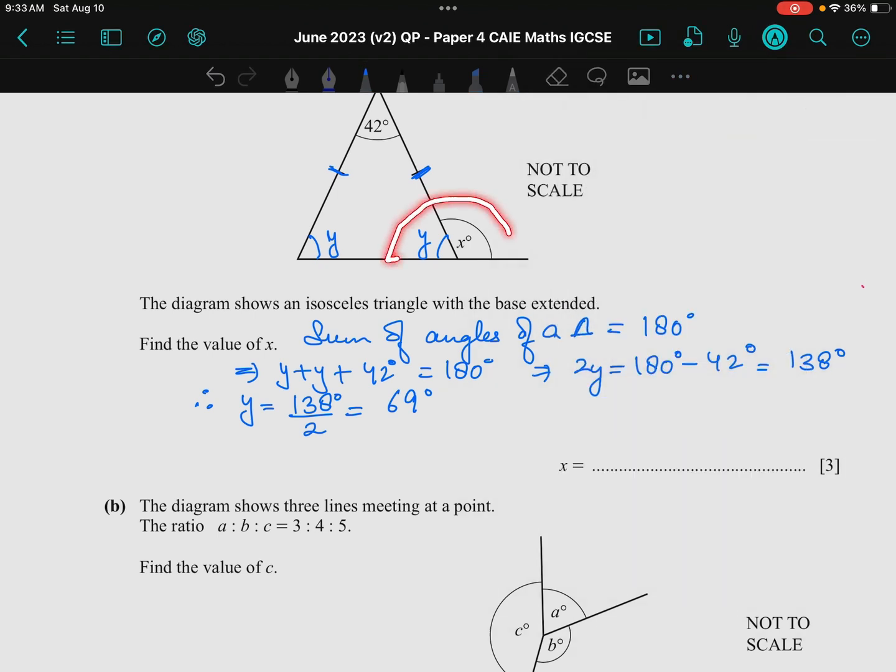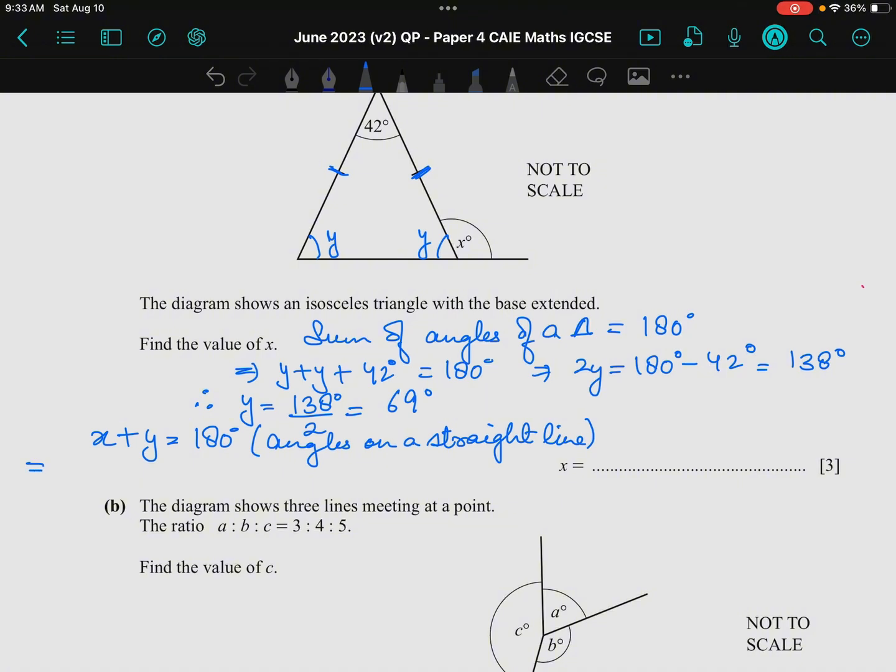x and y, when I add x and y, since they are on a straight line, the sum of this is equal to 180 degrees. So, x plus y equals 180 degrees, angles on a straight line. It implies x is equal to 180 minus y, so 180 degrees minus 69 degrees will give me 111 degrees. Answer.